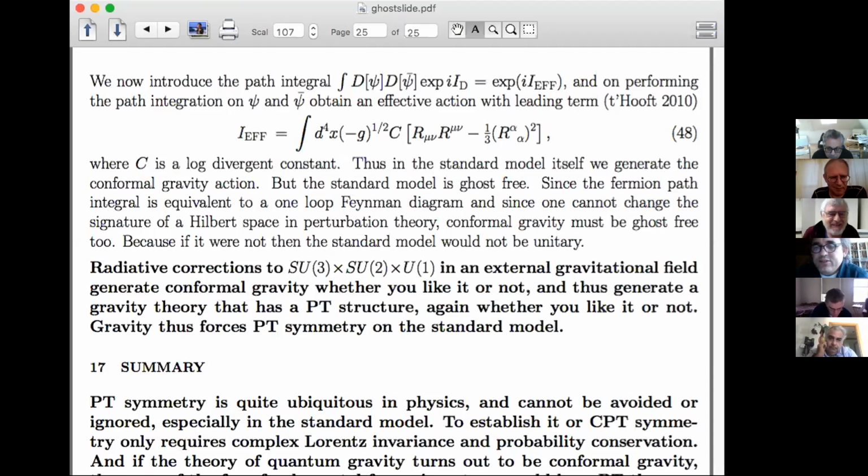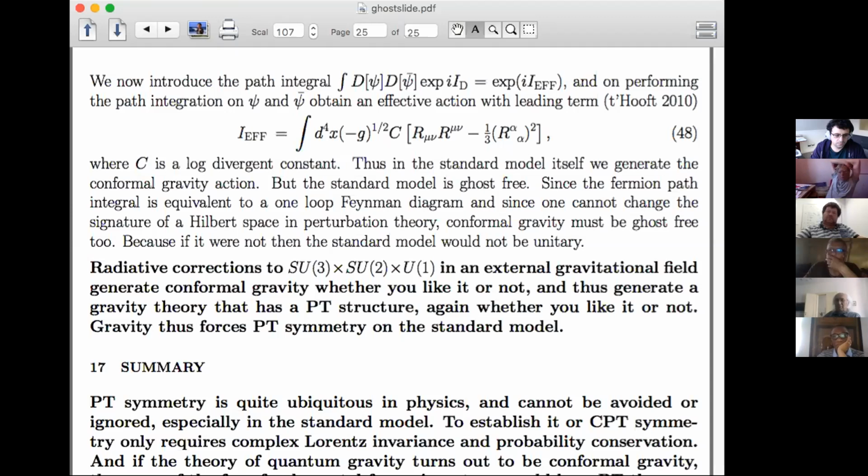Other question. By your construction, you somehow extended your action of gravity from the Einstein action to a more sophisticated action. Does this have implications for electrodynamics? Maybe electrodynamics is in some sense not complete? You need to extend electrodynamics also? Absolutely not. It's the other way around.